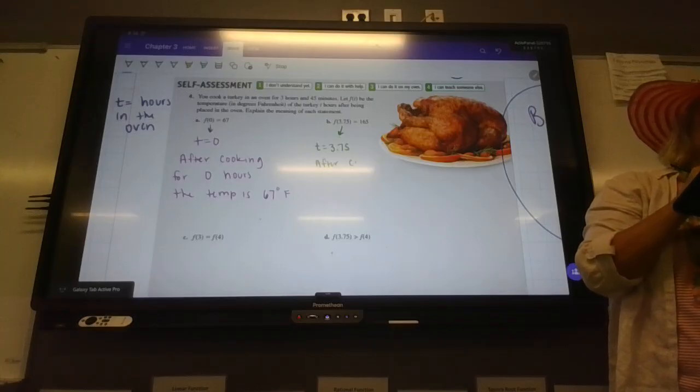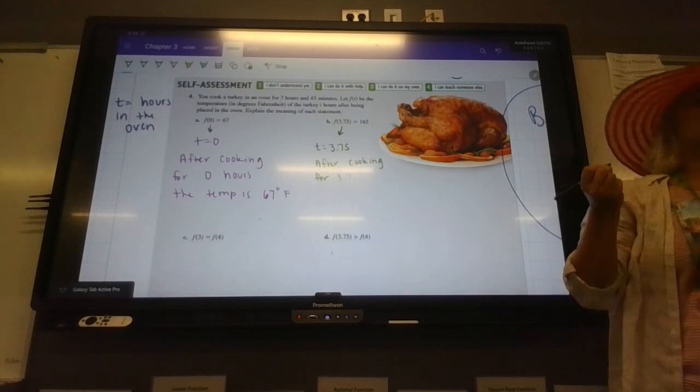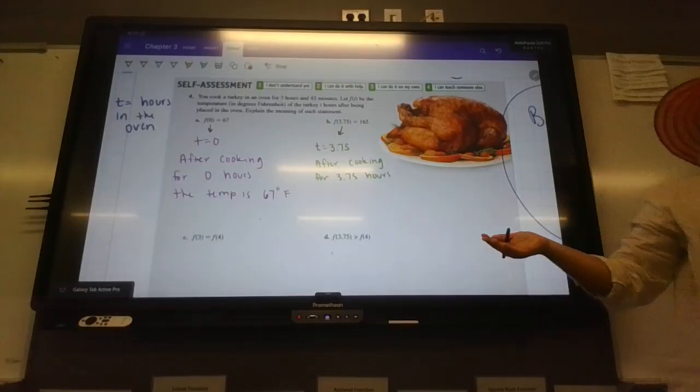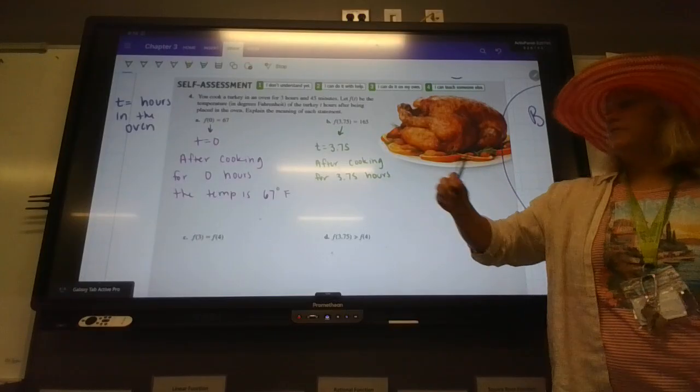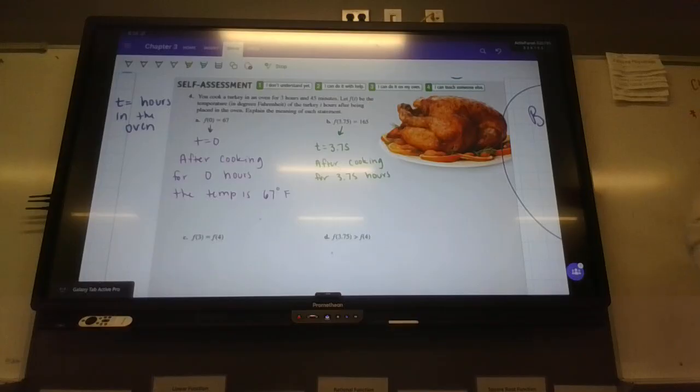Let's do after cooking for 3.75 hours, which, 0.75 hours is 45 minutes. It's always kind of been weird, hasn't it? So that's like 3 hours and 45 minutes. Okay, good. Keep going.